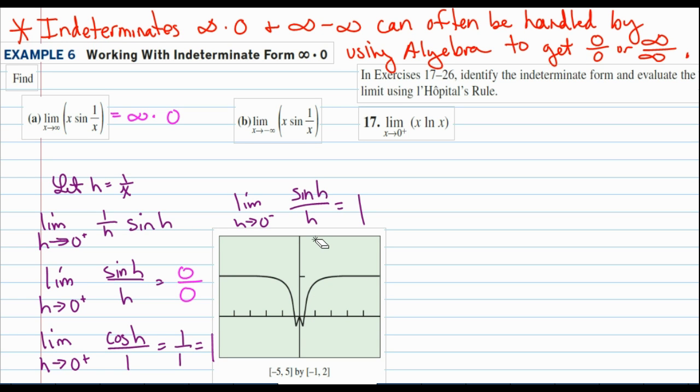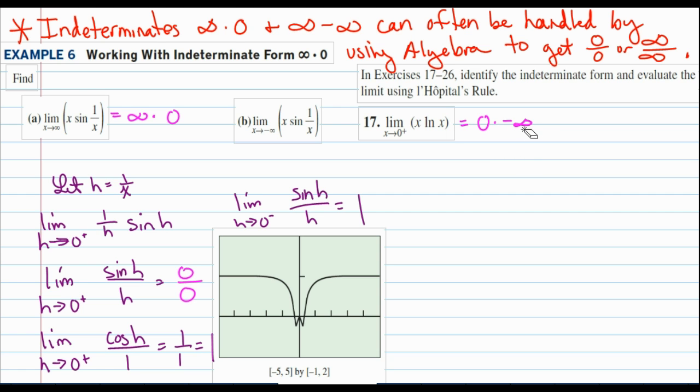Alright, now try problem number 17. Identify the indeterminate form and evaluate the limit using L'Hopital's rule. So I have the limit as x approaches 0 from the right of x times the natural log of x. Well, if I plug in 0, I get 0 times the natural log of x, which, if we approach 0 from the right, is going to go down to negative infinity. The basic natural log graph curls down that vertical asymptote coming in from the right down to negative infinity.